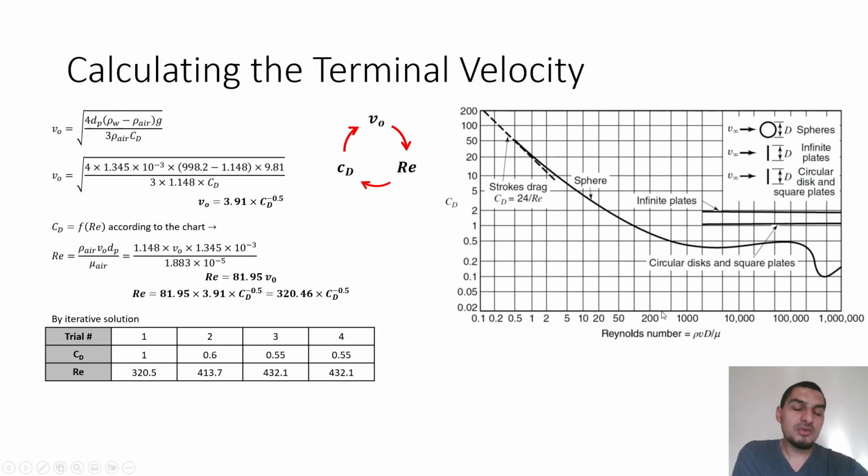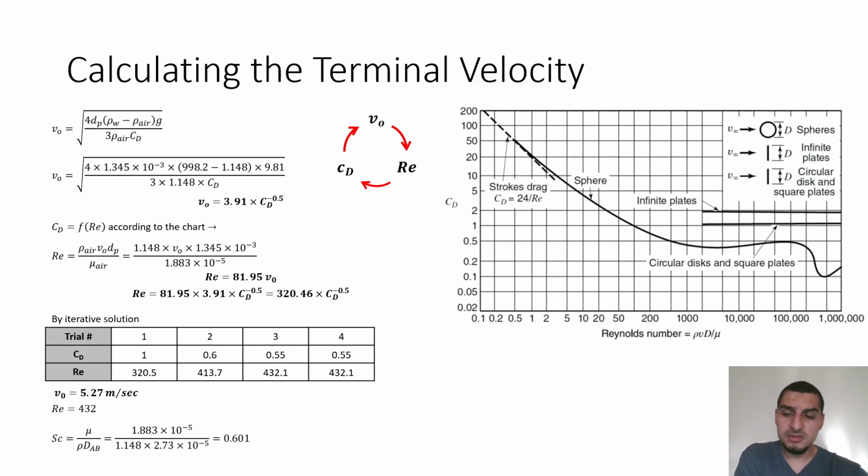If you go here, of course, this is not going to be very accurate because you don't have clear cuts of the numbers. There are very big differences, so it is not easy to get an accurate result from here. You might get different results if you try this yourself. They're not exactly the same as I get, but this is what we expect. So 320 should be somewhere here, and then you will find the new value of CD, which is around 0.6. Repeating this many times, you will get the value of CD as 0.55. By substituting, you can get the velocity as 5.27, and then Reynolds number, and you can calculate Schmidt number. So this is V0 that we needed to calculate, and this is Reynolds number.